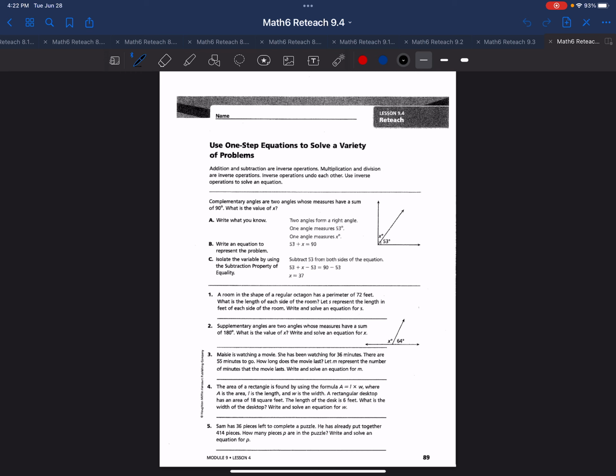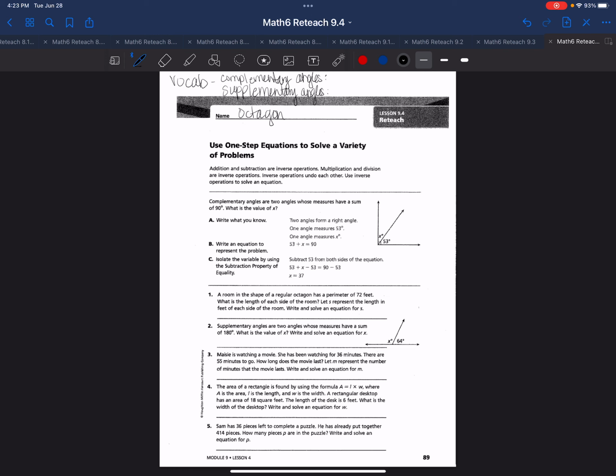Let's start with reviewing our vocabulary for today. Please add these vocabulary words to your notebook that you've been keeping. I think we have 3 today. So we have complementary angles, we have supplementary angles, and then we have the word octagon.